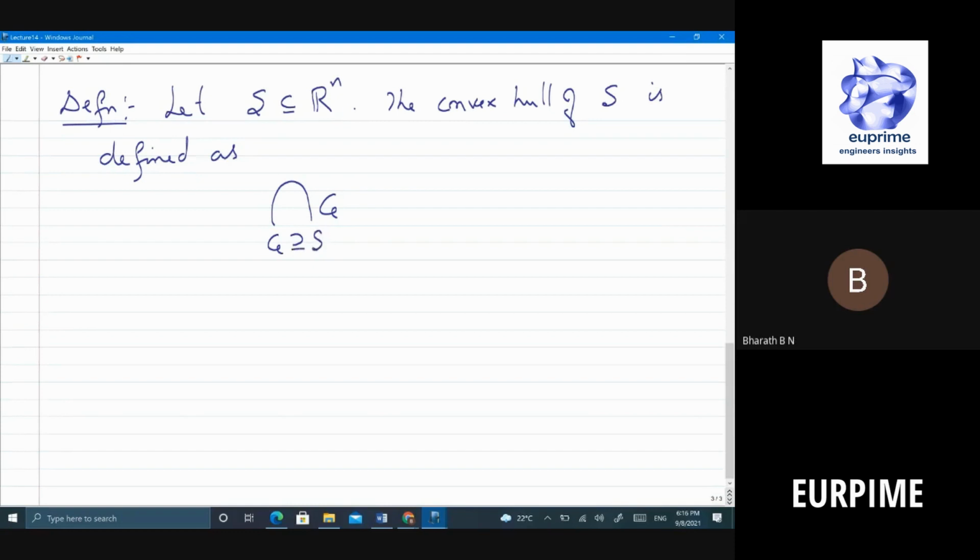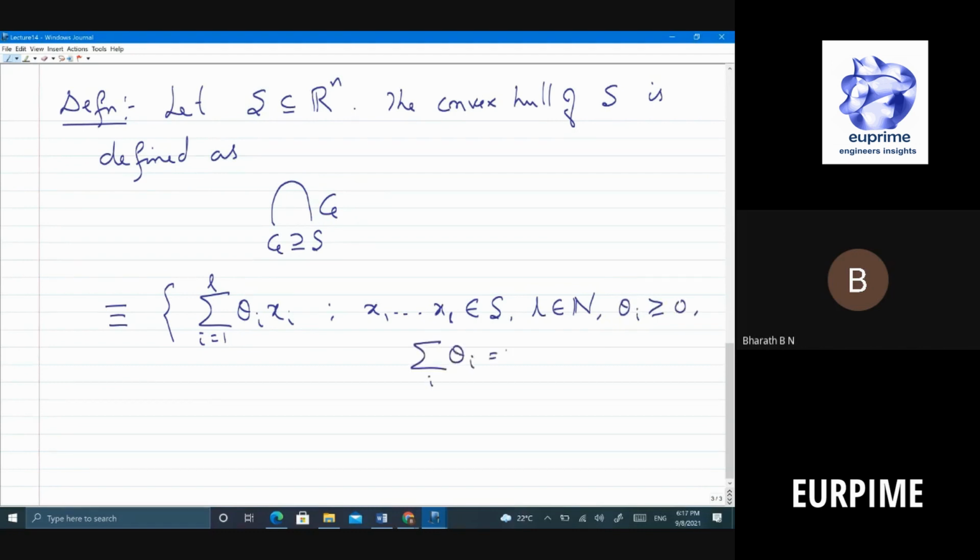This is like uncountably many intersections I'm going to take. So when I take all the intersections, I get a convex set. Or equivalently, I can say, it is all those sum over i equal to 1 to L of theta_i x_i such that x_1 through x_L is contained in S. L is any natural number, and the theta_i's are all non-negative, and if you sum these theta_i's, you will get 1.